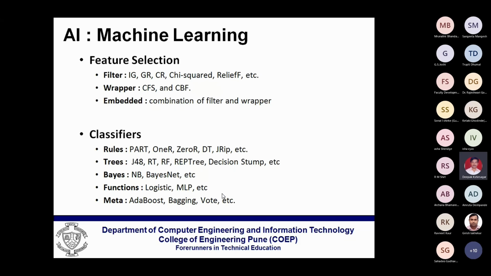The next one: when you see, there are so many classifiers, and now researchers are using logistic regression for prediction and multi-layer perceptron for prediction and detection. These algorithms are called functions algorithms. And again, now as the use of machine learning increases, ensemble classifiers have come up.